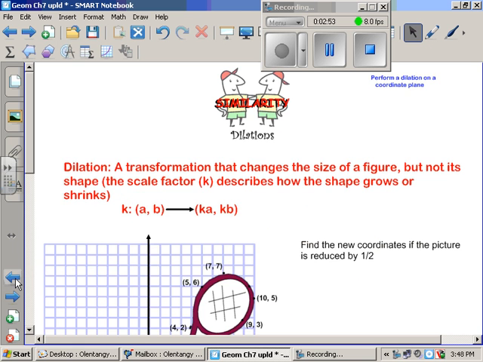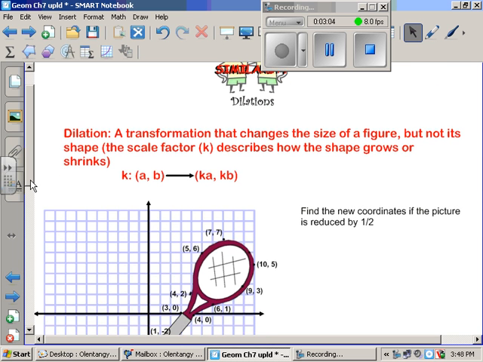So let's go back and look at dilations. Dilations make things get bigger or smaller, okay? It doesn't move it, just makes it bigger or smaller, okay? So in my transformation notation, again, I have a comma b and the arrow. Now, k is the scale factor, okay? It's how much it's going to get bigger or smaller. So if k is a fraction, the shape's going to get smaller. If k is a whole number, the shape's going to get bigger, okay?